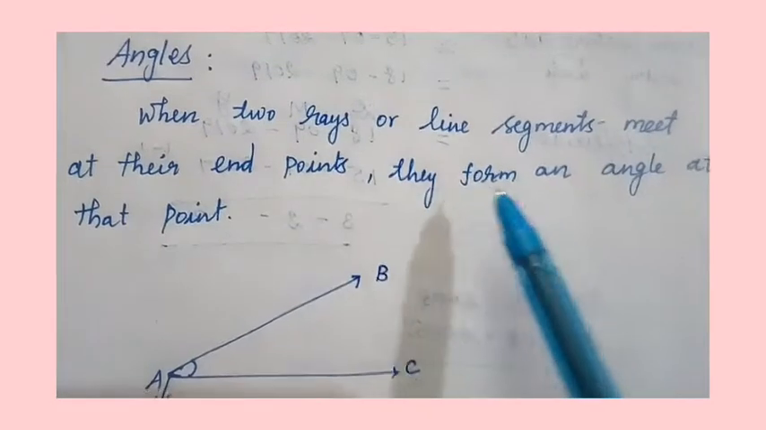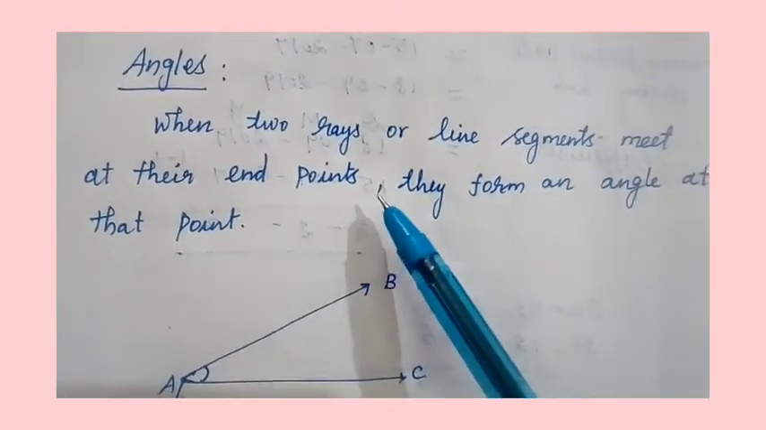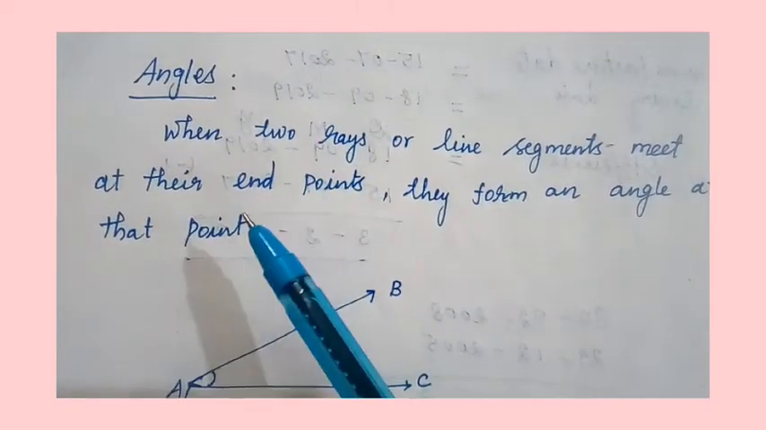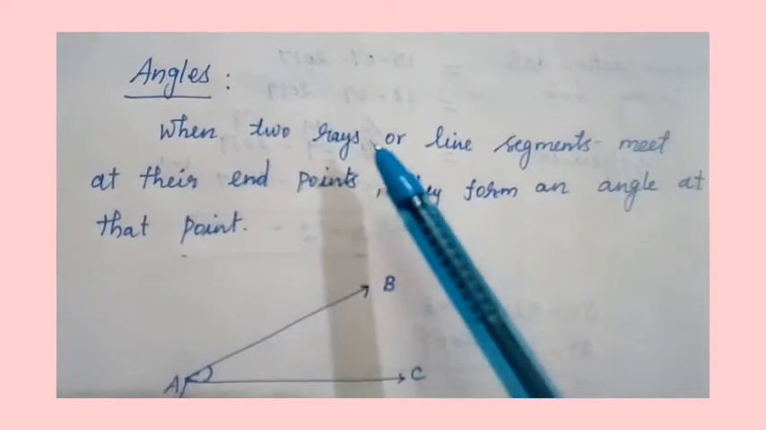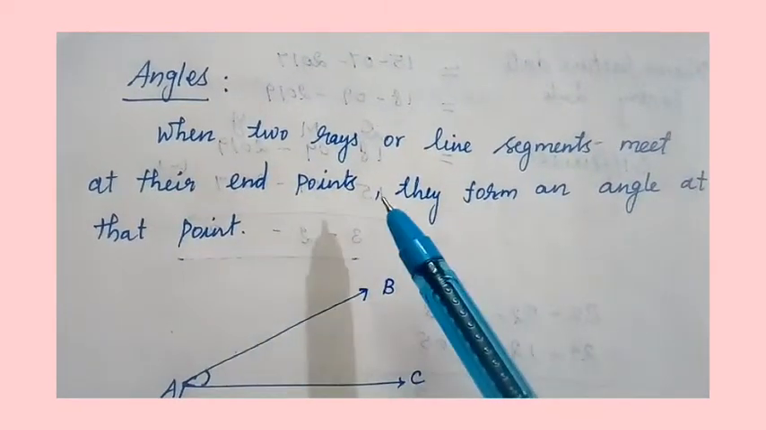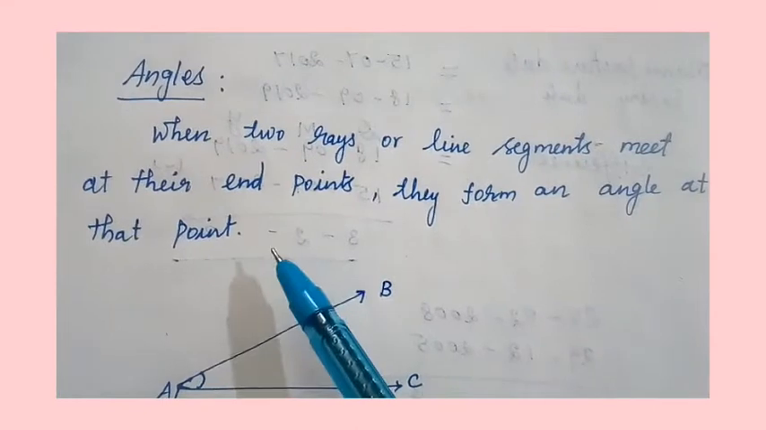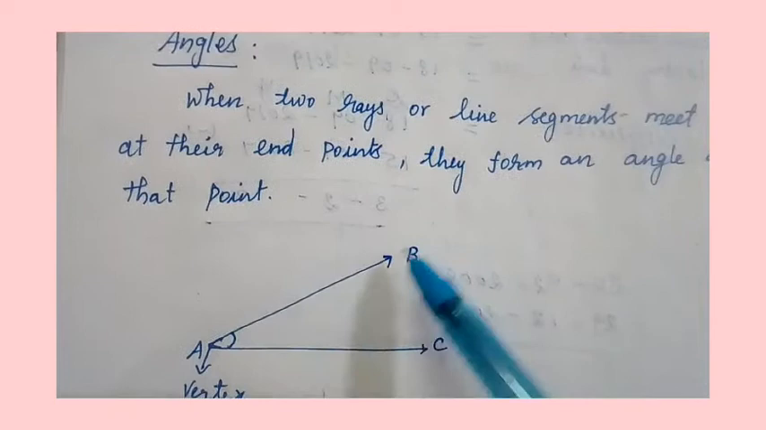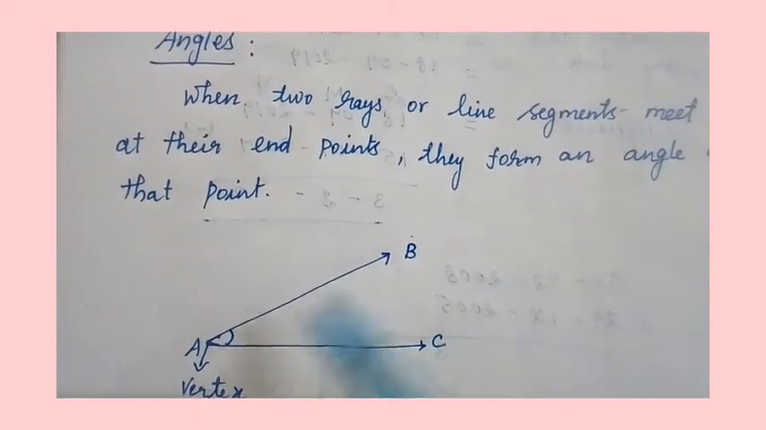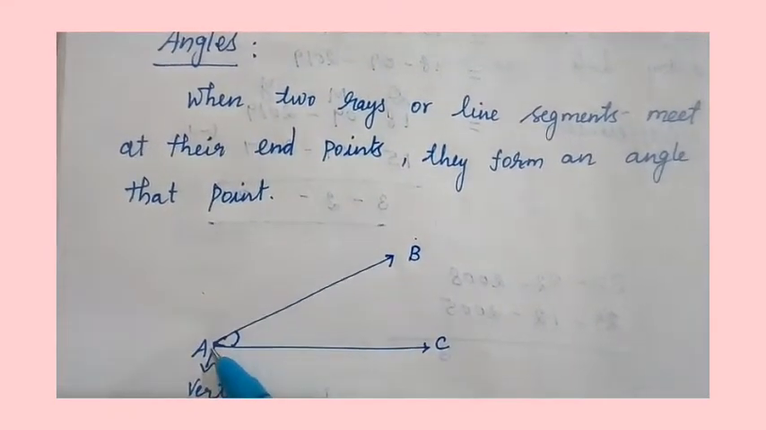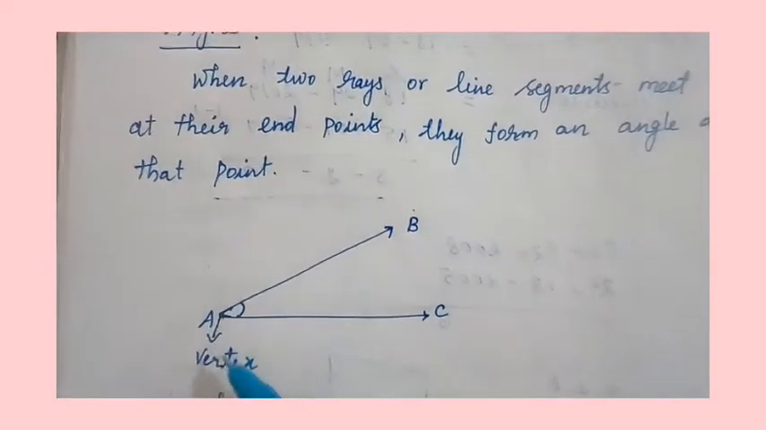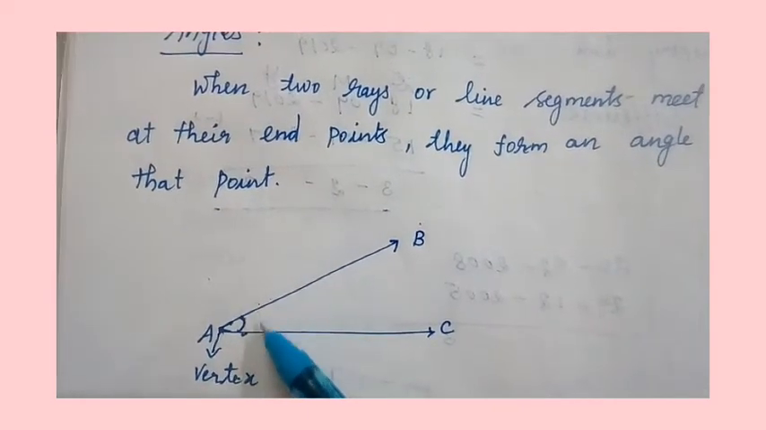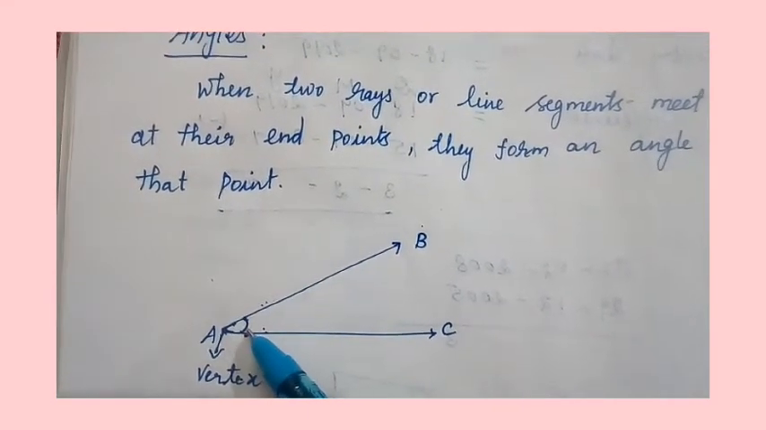When two rays or line segments meet at their end points, they form an angle at that point. So, consider this diagram. AB is one ray, AC is another ray. These two rays' meeting point is A. This meeting point A is called a vertex. At this vertex, the angle is formed. The distance between these two rays is called the angle.